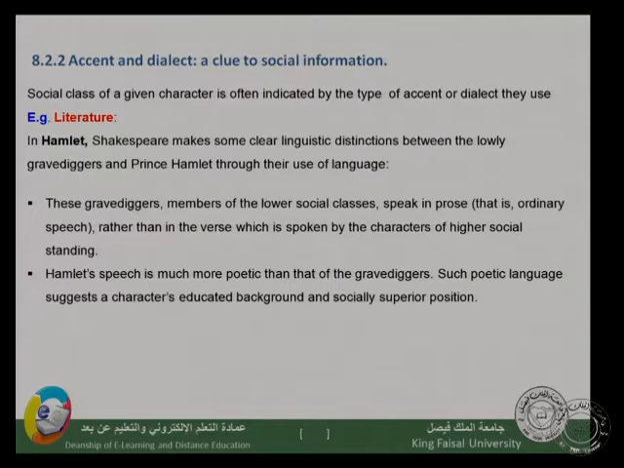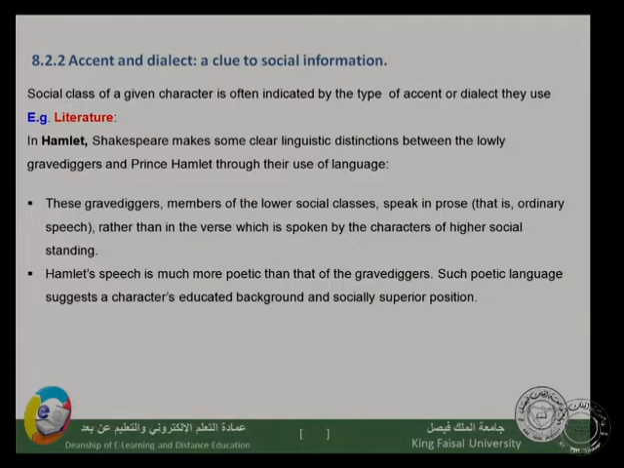So Shakespeare wants us to realize that the variety of language used by a gravedigger is very much different from the variety of language used by a prince, a highly educated person, which is the main character of the play, Hamlet. So he says the gravediggers, members of the lower social class, speak in prose. They do not speak in poetry. They do not say words with rhythm. They do not use poetic language. They use prose, normal language, that is ordinary speech, speech that everybody speaks.